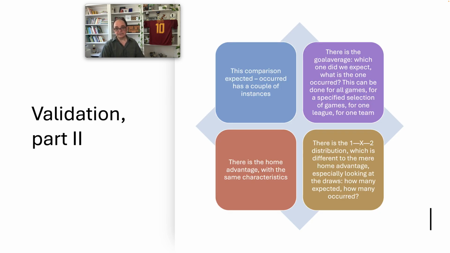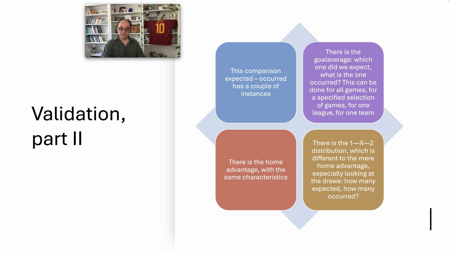This comparison, expected to occurred minus occurred, has a couple of instances. There is the goal average: which one did we expect, what is the one occurred. This can be done for all games, for a specific selection of games, for one league, just to see the stats. What was the goal average expected for those 120, all the games played so far, and so on. So you want to validate how good the engine has done for you. Although it's trying to adjust, you may still have some basic settings that you should adjust.